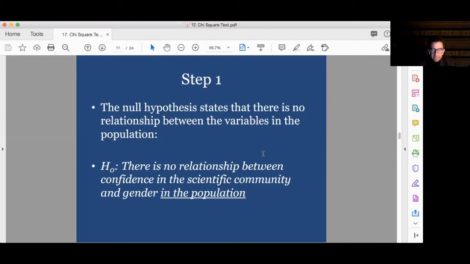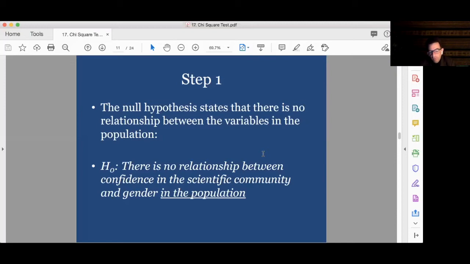Step 1 is state the null hypothesis. And the null hypothesis in a chi-square test is always that there is no relationship between the two variables in the population. The key terms here are no relationship and in the population. All hypotheses are about the population.